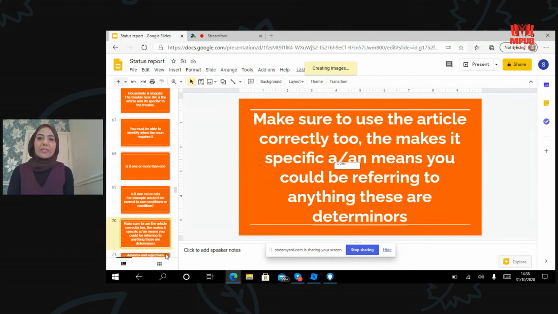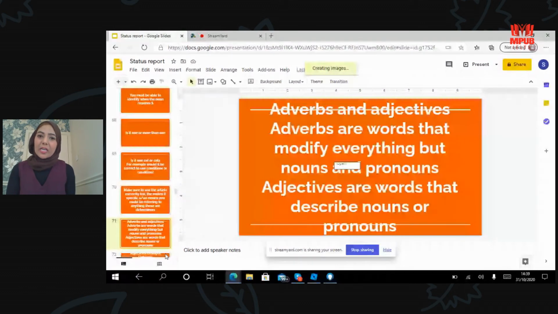So make sure to use the article correctly too. The makes it specific. A or an means you could be referring to anything, as these are determiners. So if you add a or an, you could be referring to anything, anywhere. So if I said an ice rink, it means I could be referring to any ice rink anywhere. But if I said the ice rink, I'm meaning a specific place. Hope that makes sense.